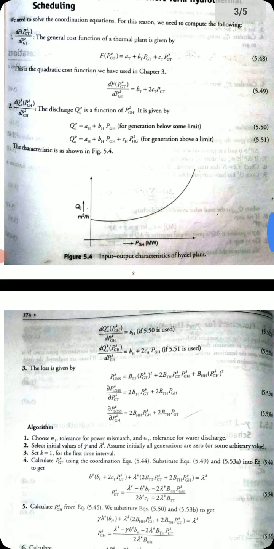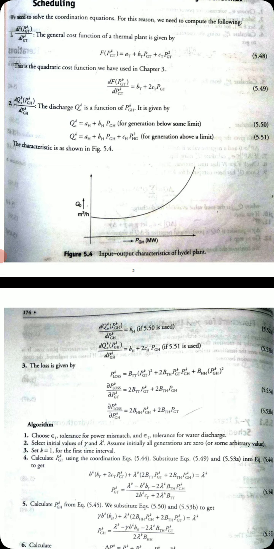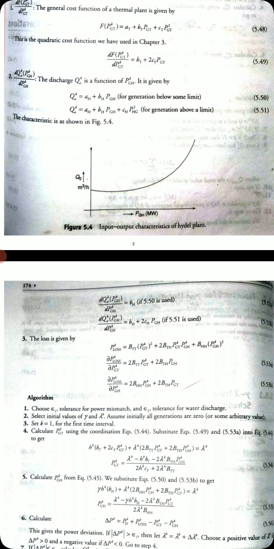Fine. Now, the same if you derive, you will get BH is equal to d by dPGH of the Q naught, and BH plus 2CH PGH is d by dPGH of the Q naught PGH, using equations 5.50 and 5.51.